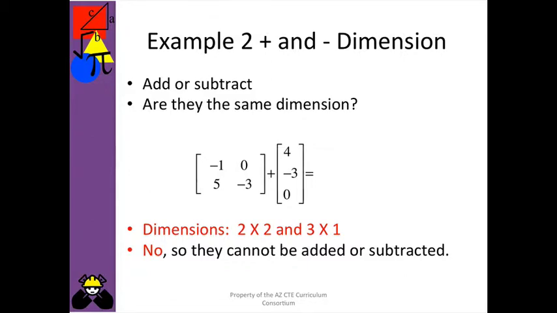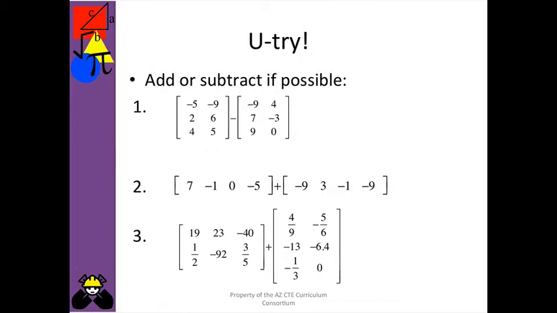The second matrix is a 3 by 1. They're not the same dimension, so they cannot be added or subtracted. So what you would do on this problem is say, can't work it, cannot add them. And that's kind of fun when that happens. All right, you try these.